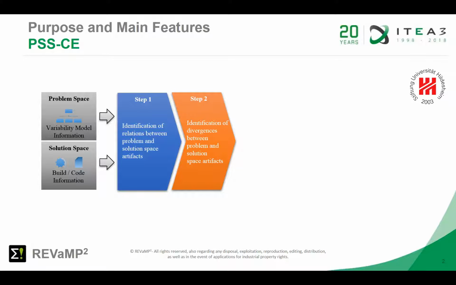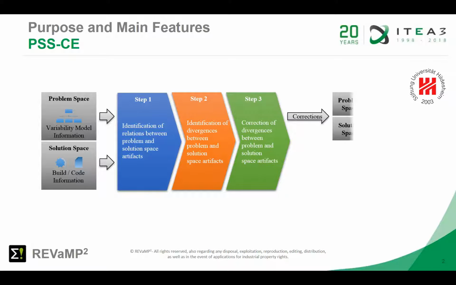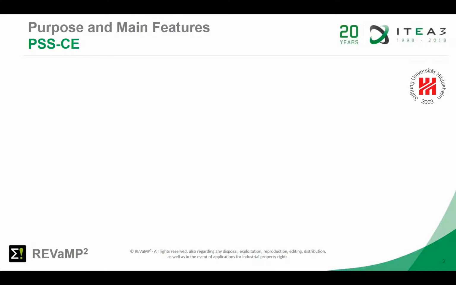The result of this analysis is input to the third step, which tries to correct the detected divergences. The ultimate goal is to apply corrections automatically, but at this point the tool only provides proposals for corrections to the developer. The actual tool is developed as a set of KernelHaven plugins.